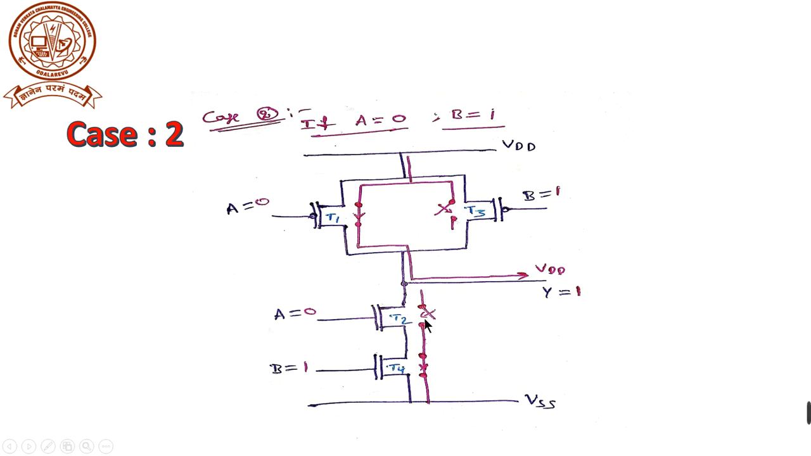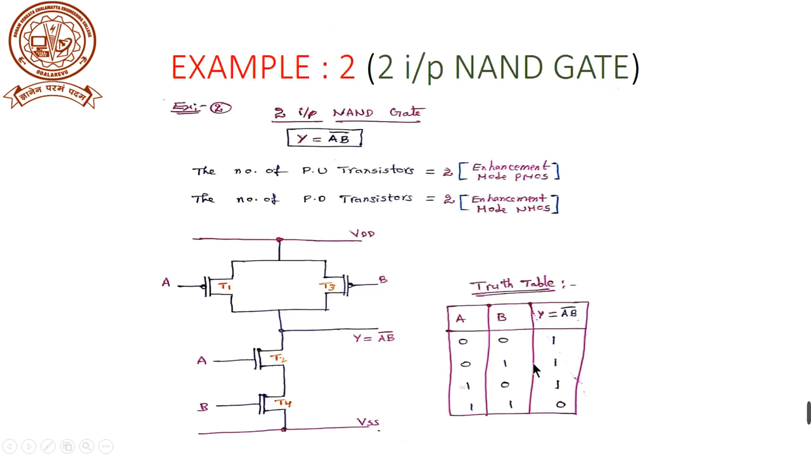That means there is no current flow between these two. Then the entire VDD flows towards T1 and passes to the output Y, that is equal to VDD, that is equal to logic 1. That means when the inputs A equal to 0, B equal to 1, the output should be 1. That also satisfies the second condition.